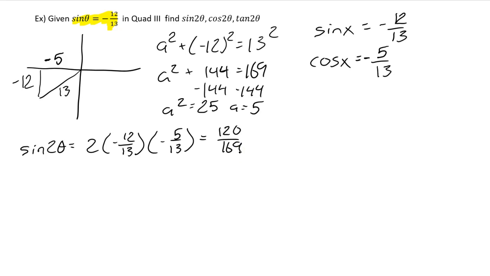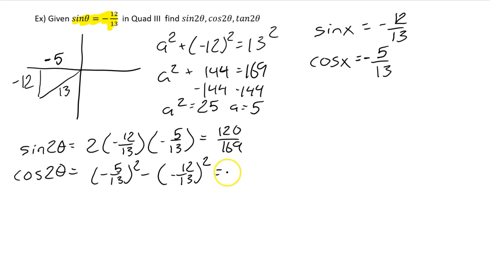Now, for cosine, remember we're going to do cosine squared minus sine squared. So I'm going to take my cosine value, square it, and then my sine value, and square it. And the great thing here, since we're squaring those values, is that they will become positive. So negative 5 over 13 squared, and then we're going to subtract negative 12 over 13 squared. And once again, we want to leave it as our fraction value, which we obtain as negative 119 over 169.